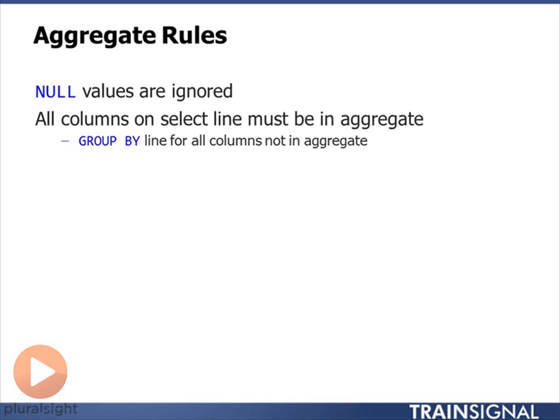So if I'm doing a select where I've got a column that's not inside of an aggregate, where I'm now going to get back every single row for that column, and I've got an aggregate which is only going to give me back one row, that poses a little bit of a problem for SQL. It doesn't know how to handle this. So the requirement is that either A, every single column must be inside of an aggregate, or B, it must be listed inside of a group by.